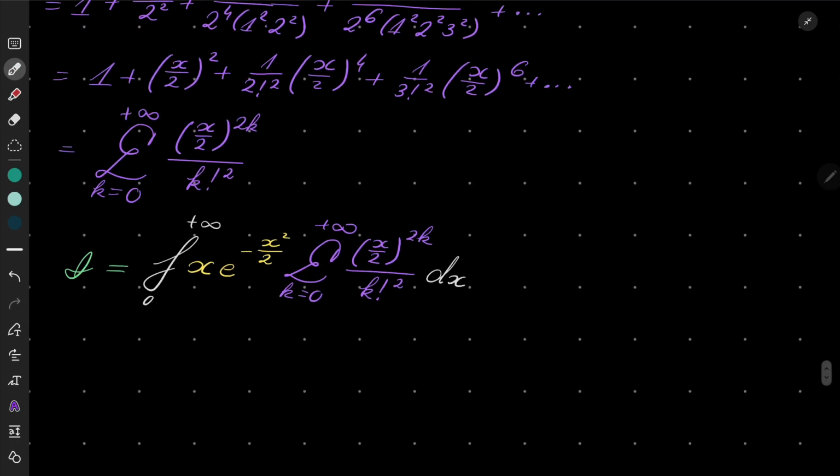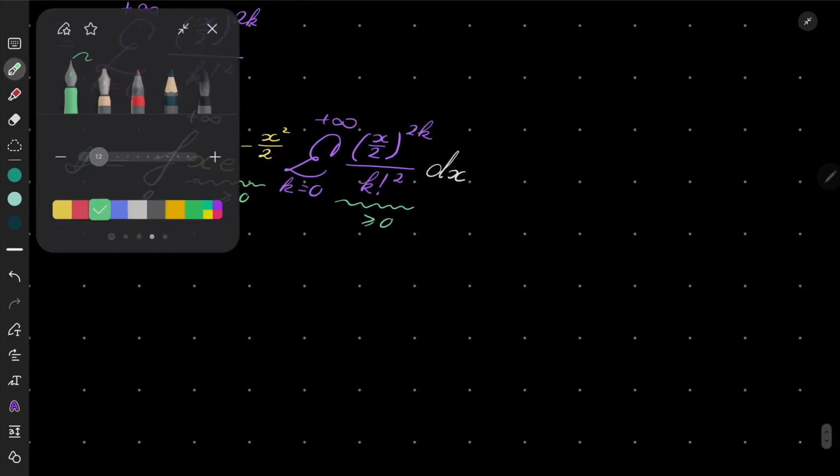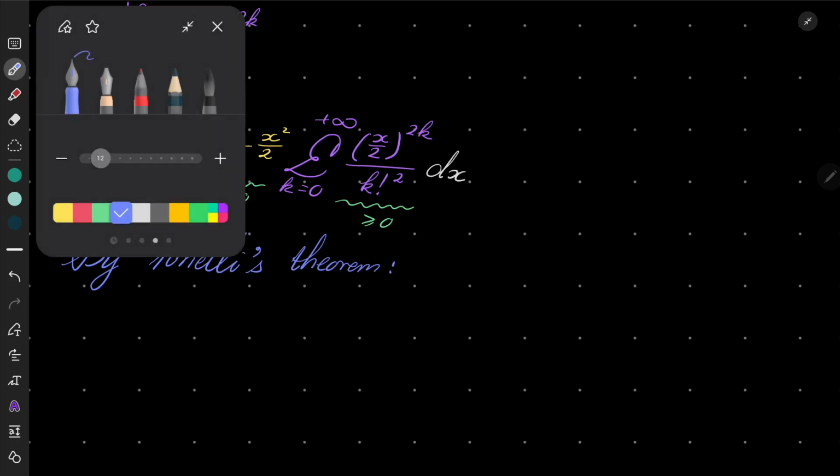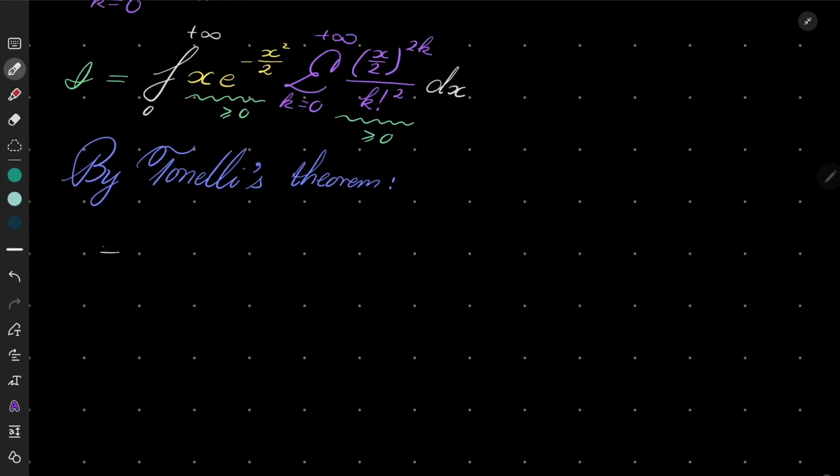Very well. And now let's notice something. We see that this is necessarily non-negative because we are integrating over positive real numbers. And obviously here we have squares, so it's also non-negative. And that allows us to change the order of summation and integration by Tonelli's theorem. By Tonelli's theorem, we can change the order of summation and integration.